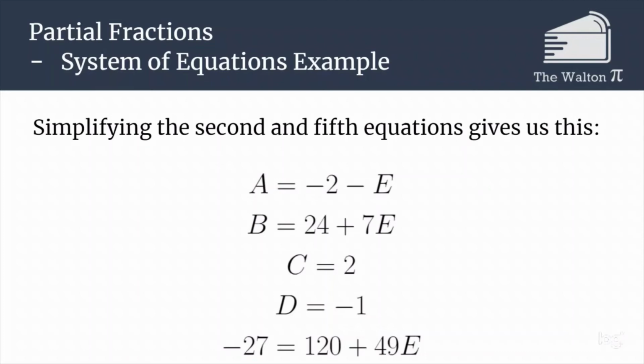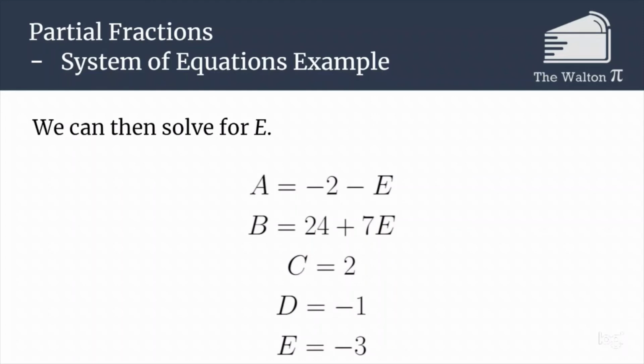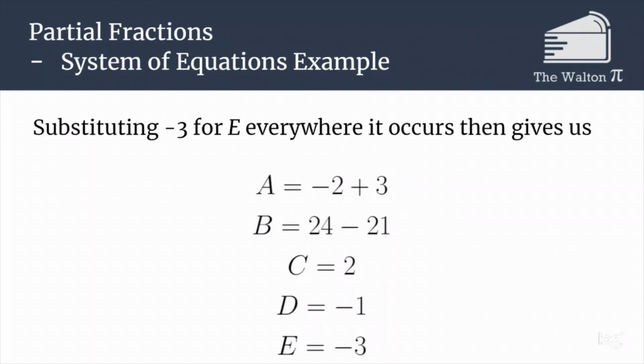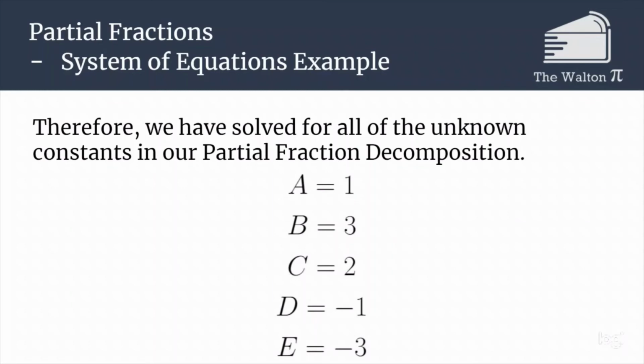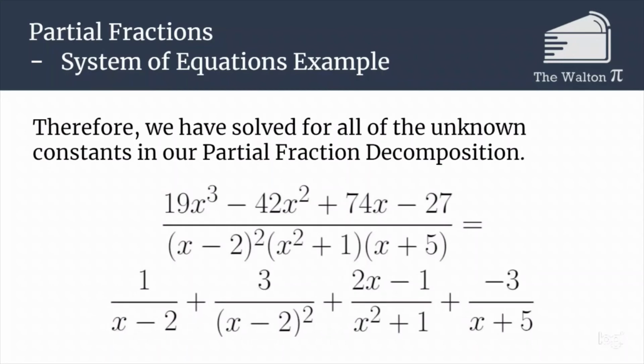And so now we can try and solve for some of the other ones. So our very last equation, we can solve for e. So negative 147 is 49e, so e is negative 3. And now we can plug that in everywhere else there was an e, and we are able to find all of the constants. A is 1, B is 3, C is 2, D is negative 1, and E is negative 3. We can now take all of those and replace those here.